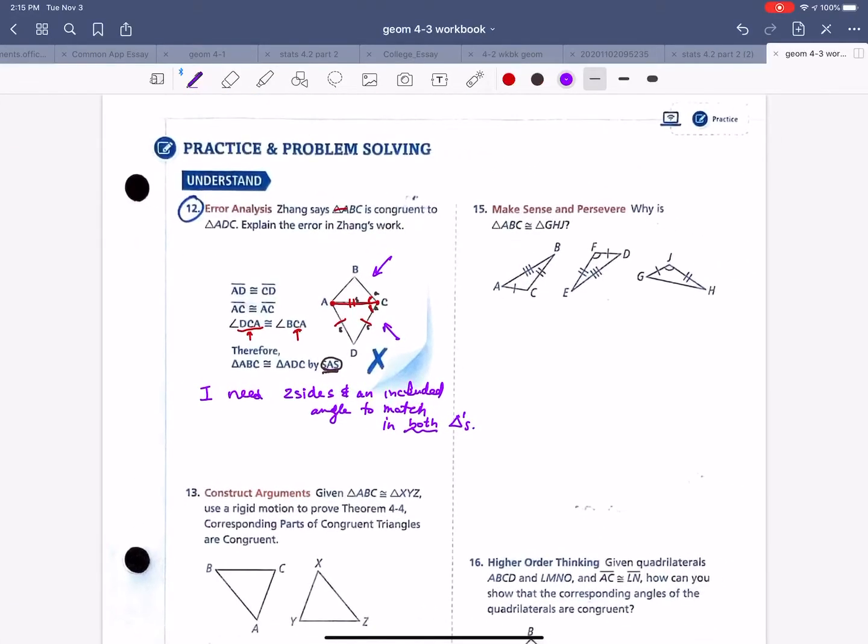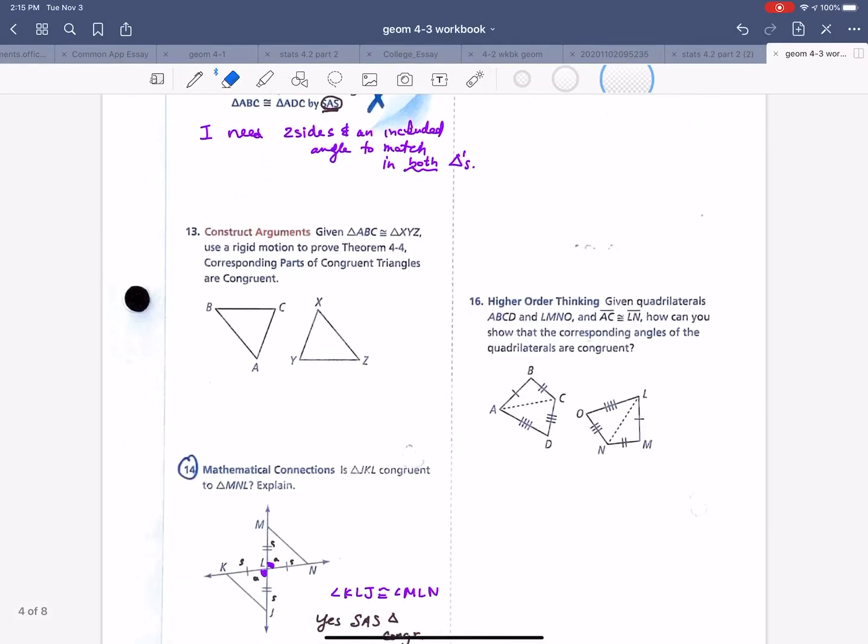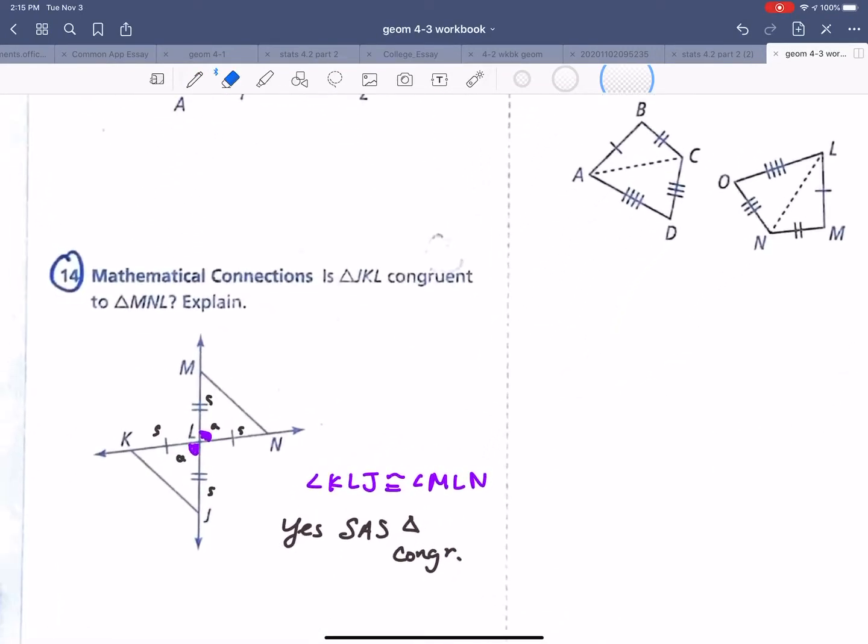Okay, so that one is on that page. And then question 14, what do we got? Question 14 asks, is this triangle JKL congruent to this triangle MNL? It looks like I already went over this question with another student. We noticed that this side matches this side, so that's one side, and this side matches this side, so we're good there.